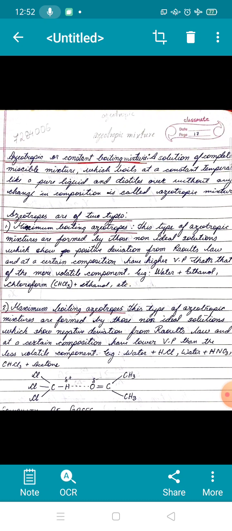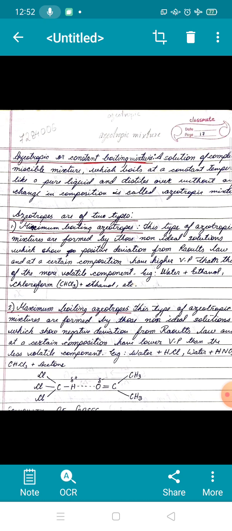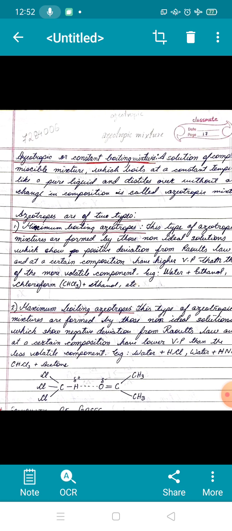But in azeotrope what happens? A stage will come, suppose I have taken component A and B, B has started evaporating out, distilling off. As a result, the concentration of A and B in the mixture is changing constantly. A stage will come, at a particular percentage of composition, they will form an azeotropic mixture, meaning both A and B will start boiling together. That means you cannot separate them any further by distillation. Such a situation is called an azeotropic mixture.